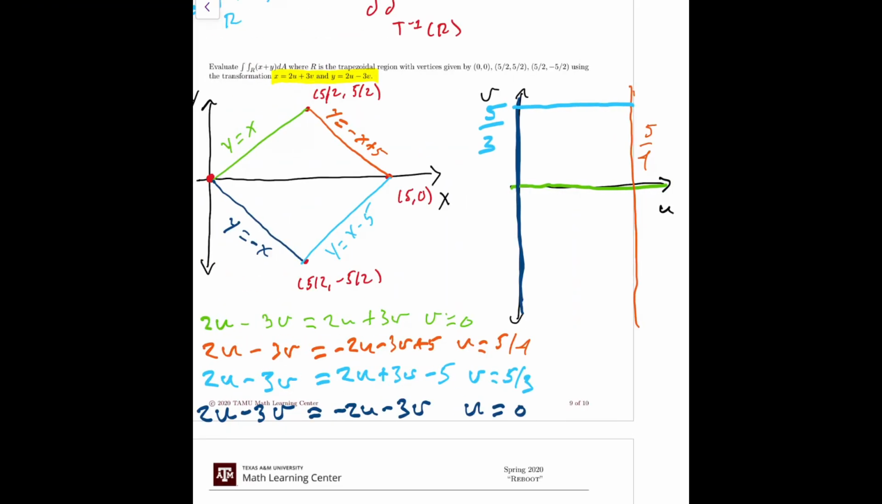So this is the region that we began with on the left, and the region that we integrated over on the right. On the right-hand side, the region on the left is R. The region on the right is T inverse of R. The region on the left is not so difficult to integrate over, but the region on the right is much easier to integrate over.